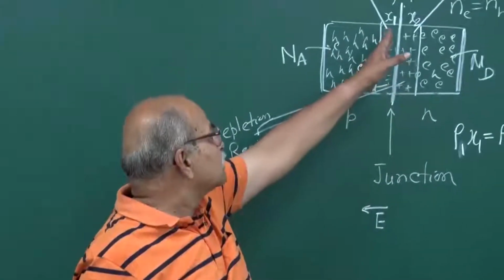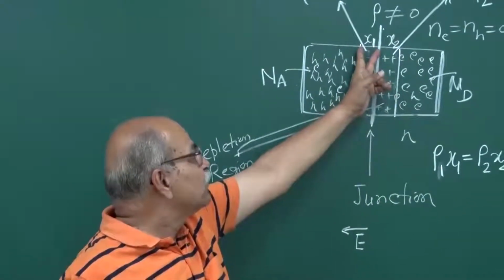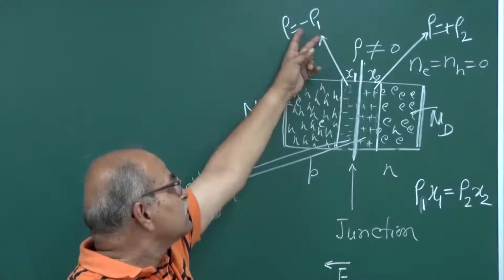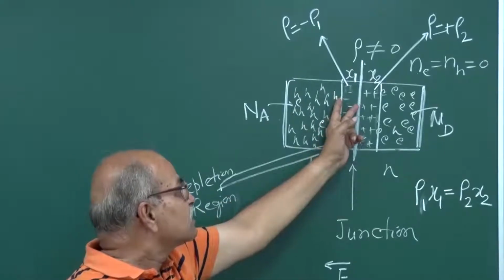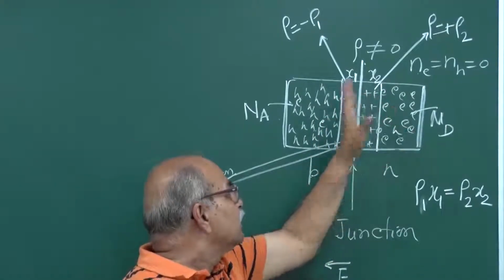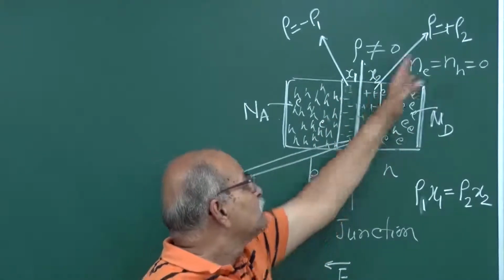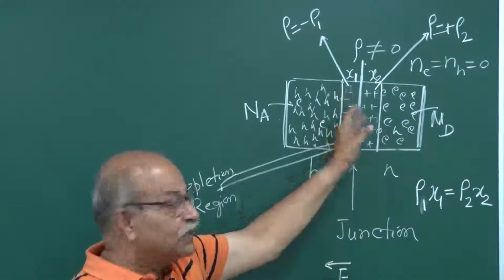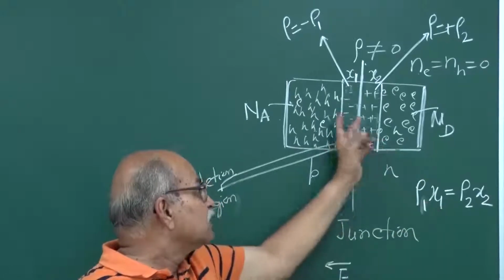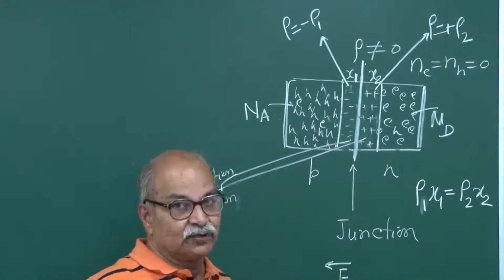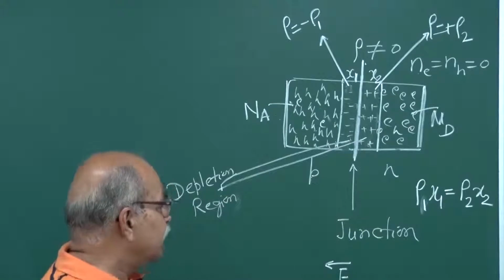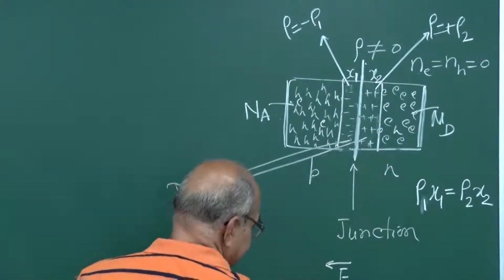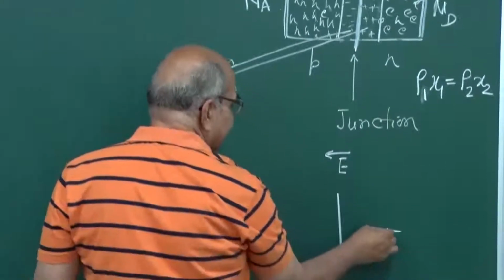So that surface area times x1 will be the volume, volume times charge density rho 1 will be the negative charge here, and similarly this area times x2 is the volume multiplied by rho 2, that will be the positive charge, and they should be equal in magnitude and opposite in sign, so that the total is 0. This assumption of uniform charge density is not very bad in fact.